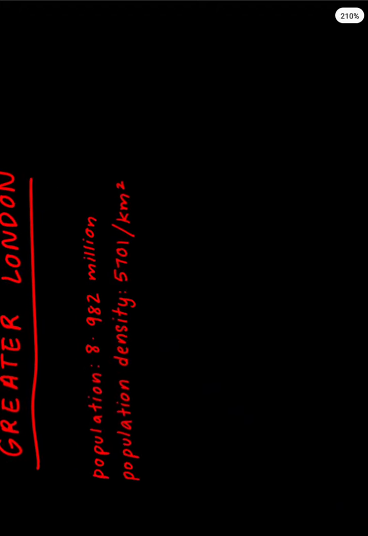So first of all, I would start off my study by saying Greater London is one of the most densely populated areas in the UK, and there are a range of factors that have led to this. And then I would mention that it has a population of 8.982 million and a population density of 5701 people per kilometer square. So for Greater London, I'm just gonna go ahead and make a table.